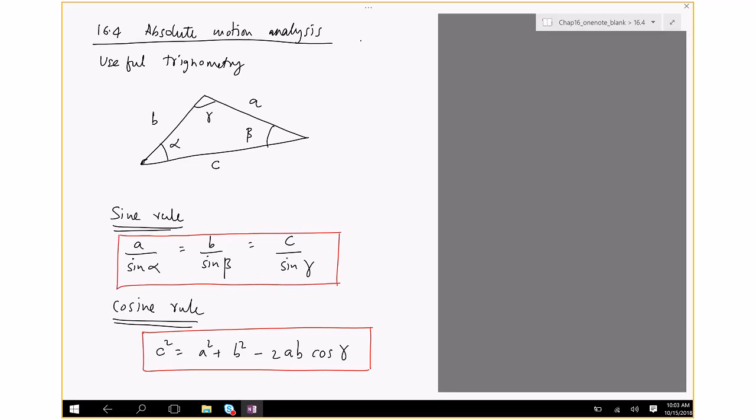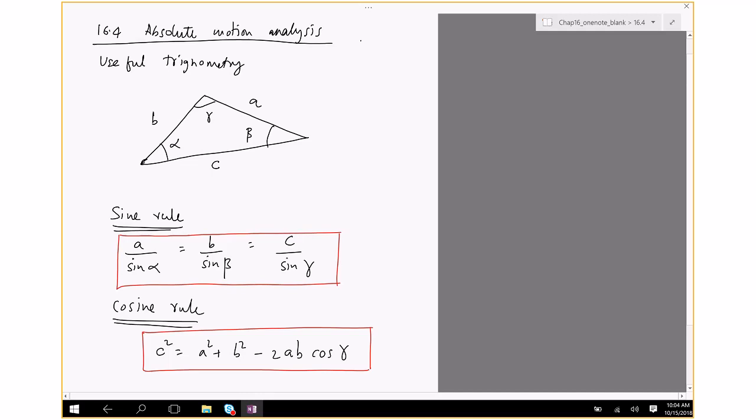Okay, so this is chapter 16.4, and this is very similar to kinematics of, if you remember, pulleys, where we looked at absolute motion of bodies. We drew a reference or origin or datum line, drew variables of interest, and tried to figure out a relation between them. In a similar way, this particular section you'll do the same thing, except that in this case you'll have to use trigonometry.